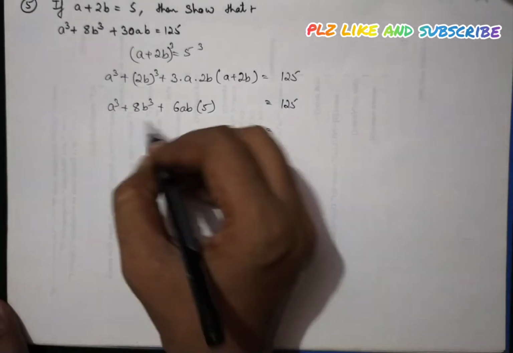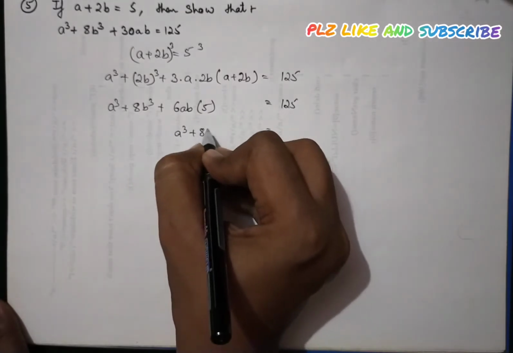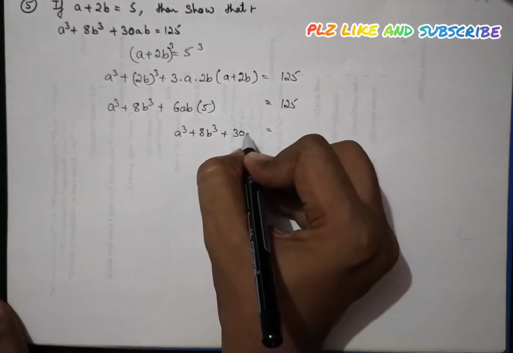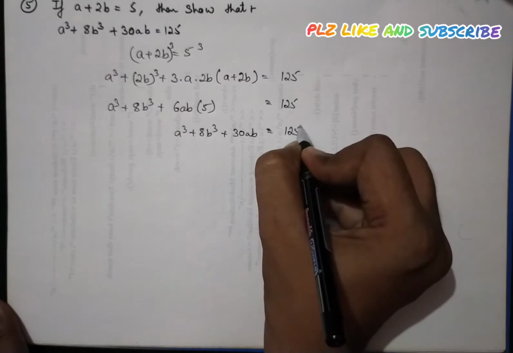Now a cube plus 8b cube plus 6 fives are 30 ab equals 125, hence proved.